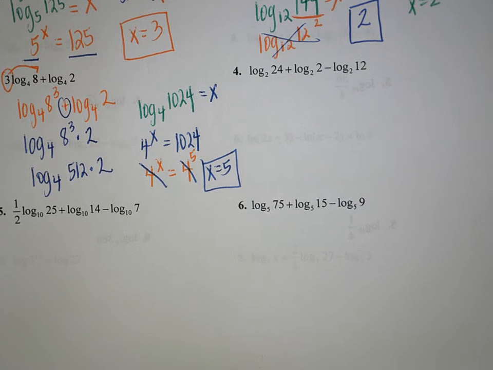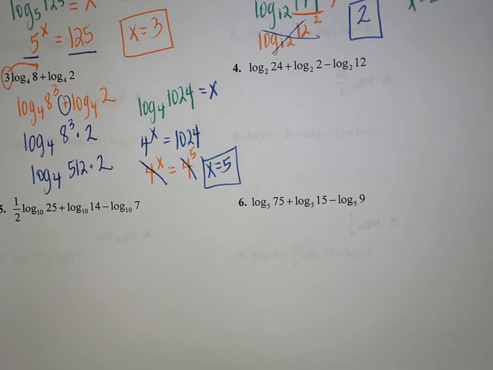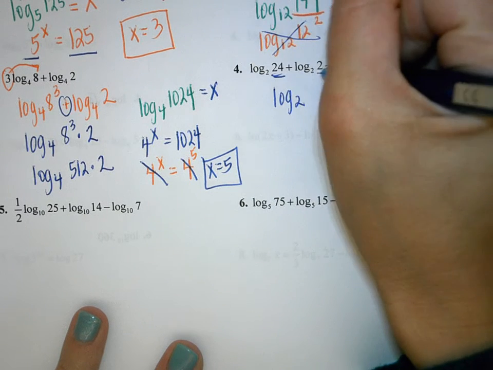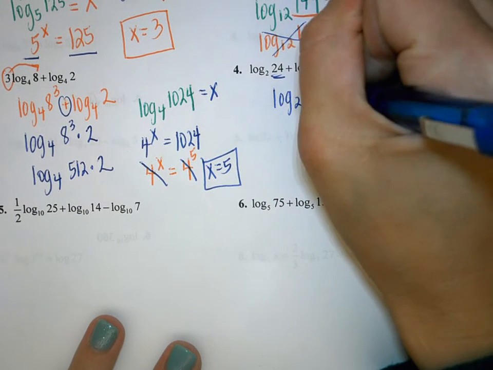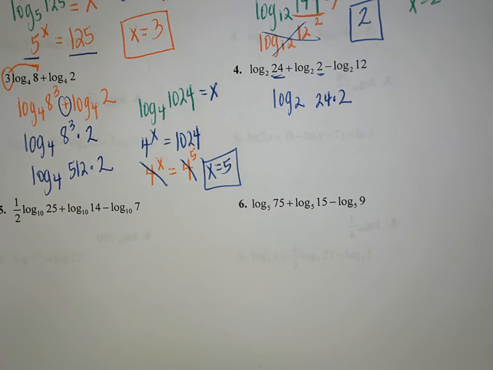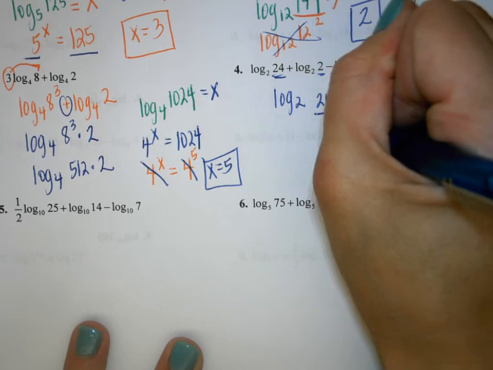So this one has 3 terms in it. Notice 2 of the terms are adding, and then 1 here is subtracting. So when you're working these problems, you are going to go left to right. So when I condense this, I'm going to write this as log base 2, and 24 and 2 are adding, so that means I'm going to go 24 times 2 multiplying together. And then next we have subtracting 12, so we're going to take that whole thing and divide it by 12.